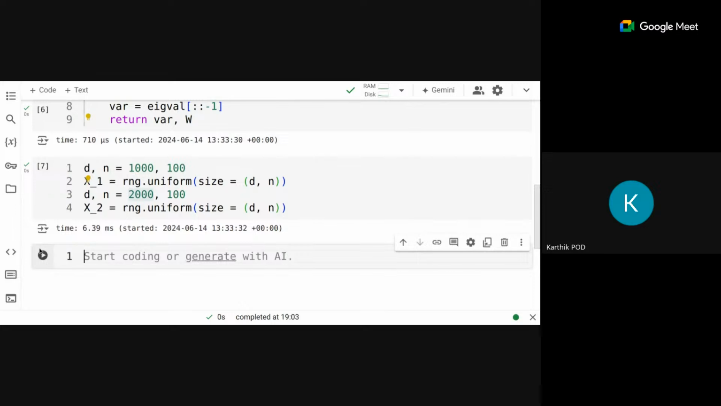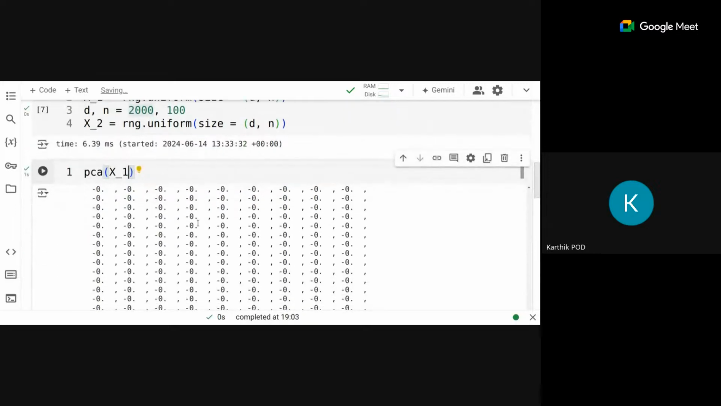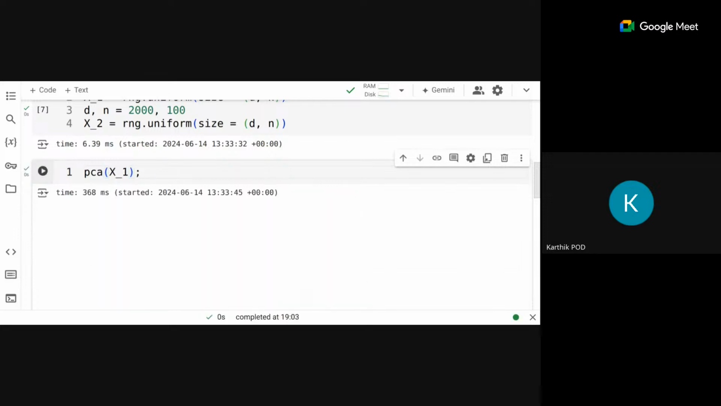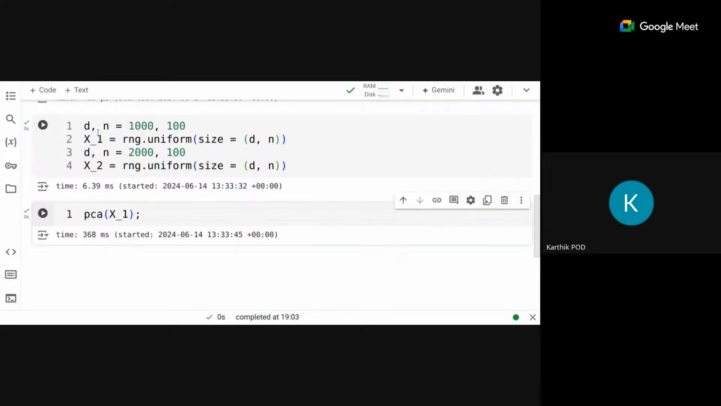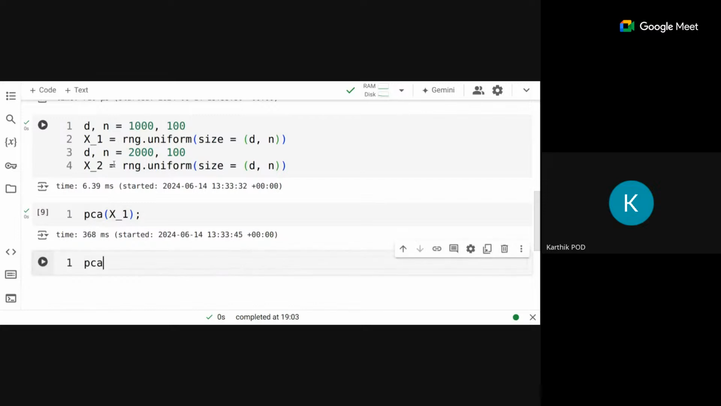Now let's see what happens to PCA on X1. It's going to return the whole thing, so let me suppress that output. I'll just show you PCA of X1. It takes 368 milliseconds to run PCA on the first data set. Let's run it on the second data set and see how much time it takes. So what is the expectation? Should it take more time or less time? More time, sir. Cubic, of the order of cube.